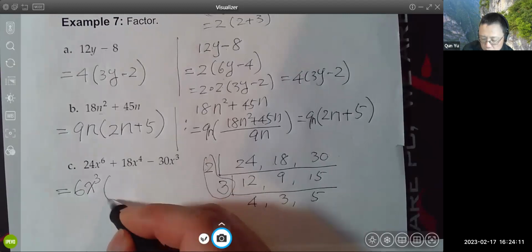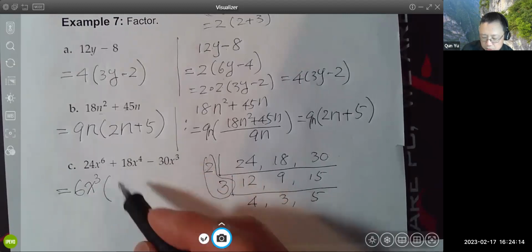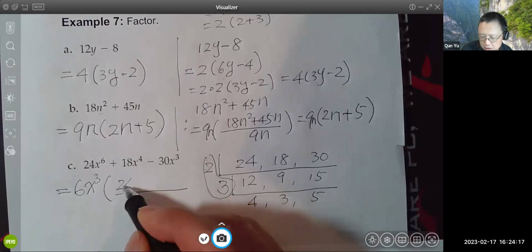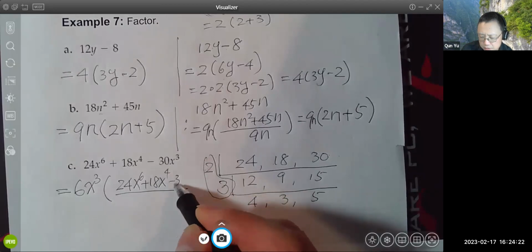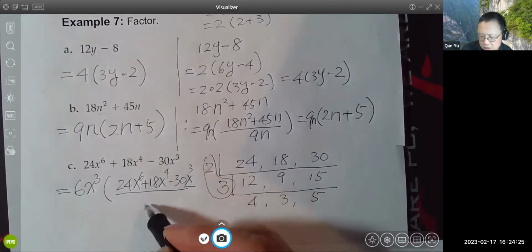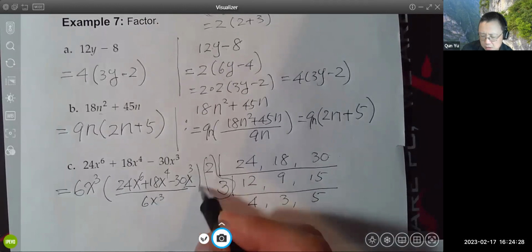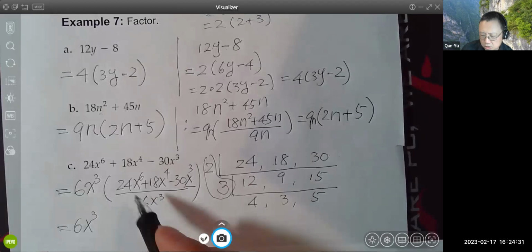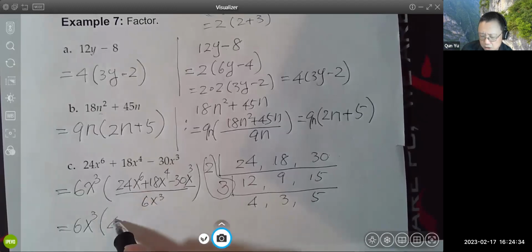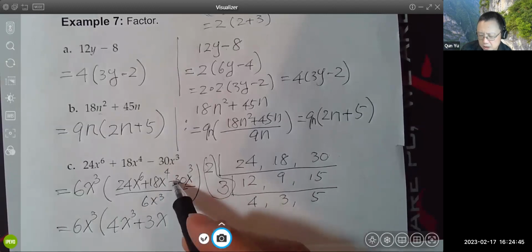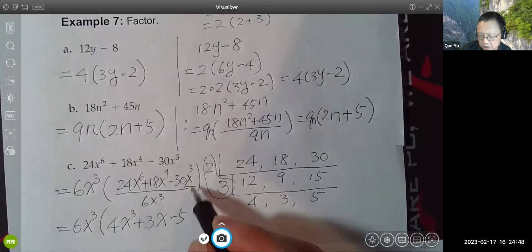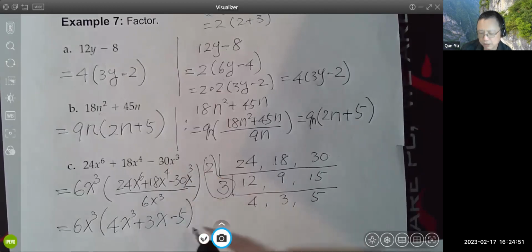Now for the rest, just use each of the 3 terms divided by this and put the result inside the parentheses. I'm going to write it out one more time. Otherwise, you can write the answer directly if you feel comfortable doing that. 24 divided by 6, that's 4. X to the fifth divided by x cubed, you get x squared left on the top. 18 divided by 6, again positive 3. X cubed canceled, you got 1 more x left. Negative 30 divided by 6 is negative 5. X cubed canceled itself. And this is the final answer.